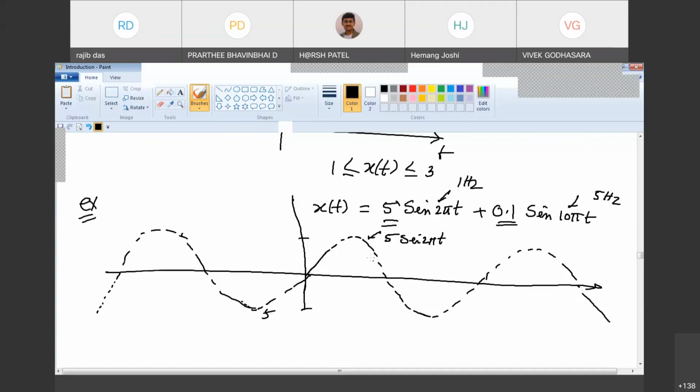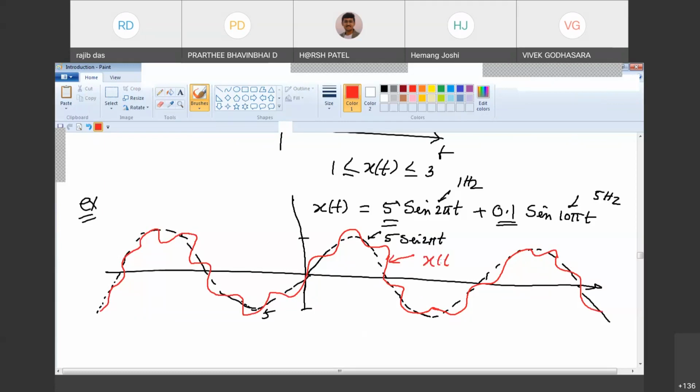Okay, so can I have this kind of thing? Can you guess? Some undulation which is fluctuating with respect to this one. Roughly I am drawing. I may not be to scale, but this fluctuation is due to this 0.1 sine 10 pi t. So the red one is x of t. Is it okay? Am I clear? Yes, sir.